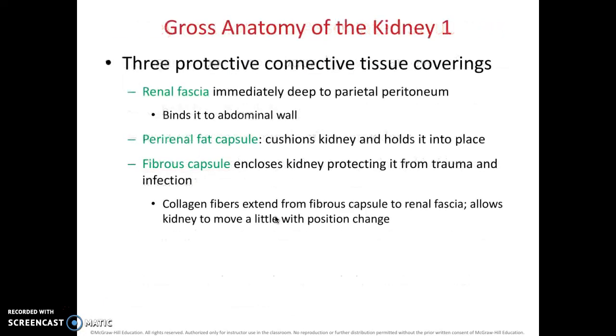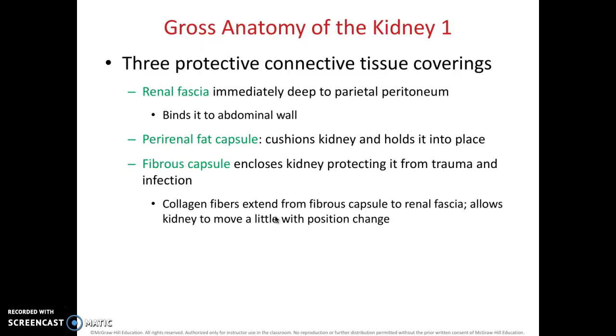So there are 3 protective connective tissue coverings on the kidney. First you have the renal fascia, which is just deep to the parietal peritoneum, so just outside of that peritoneal lining. That's the outermost covering, and it binds the kidney to the abdominal wall. You then have the perirenal fat capsule that cushions the kidney and holds it into place.